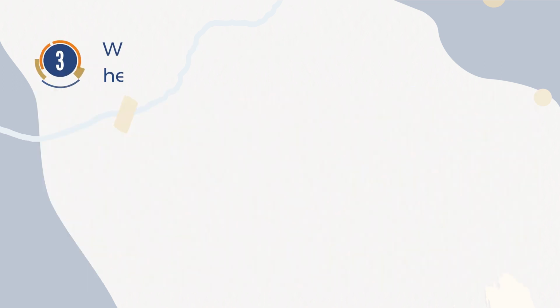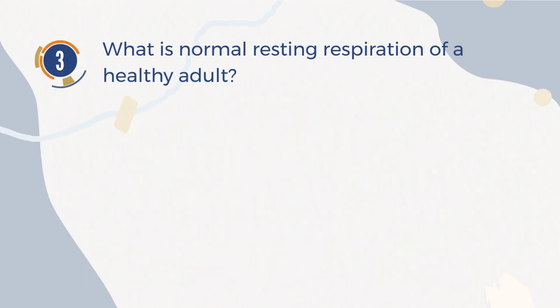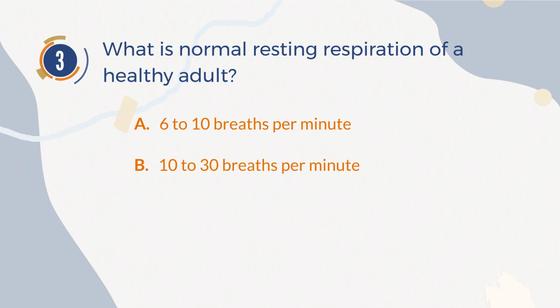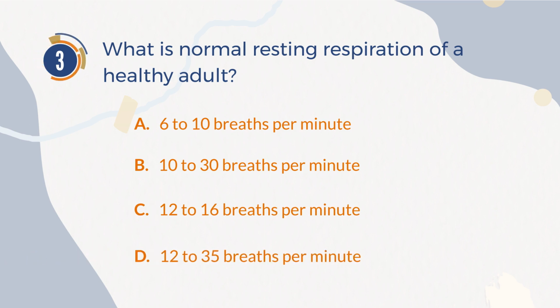Number 3. What is normal resting respiration of a healthy adult? A. 6 to 10 breaths per minute. B. 10 to 30 breaths per minute. C. 12 to 16 breaths per minute. D. 12 to 35 breaths per minute. The correct answer is C.